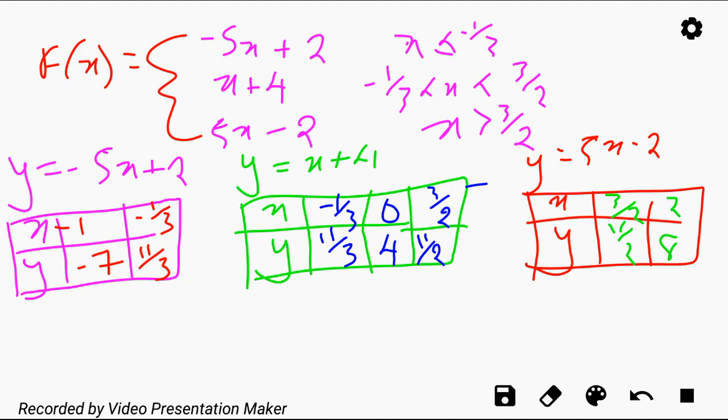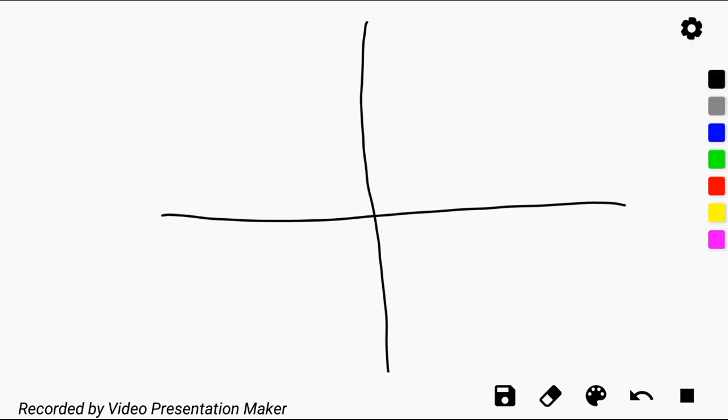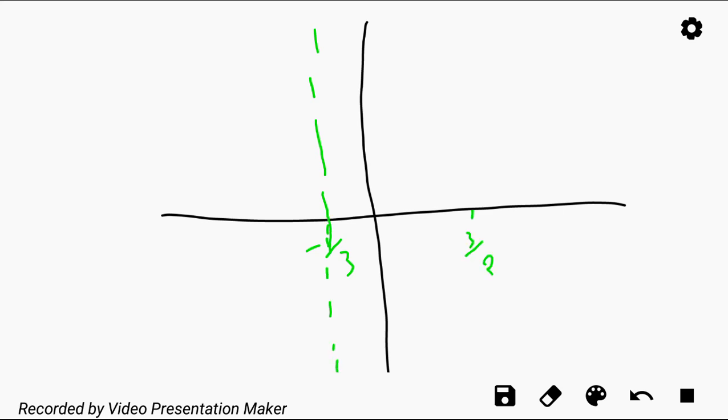So we're going to have our x, y plane like that. And then we're going to start by indicating our breakpoints on our graph. Our breakpoints were negative 1 over 3 and 3 over 2. So we're going to pretend negative 1 over 3 is there, and we're also going to pretend 3 over 2 is there. So we also need to identify our other points.